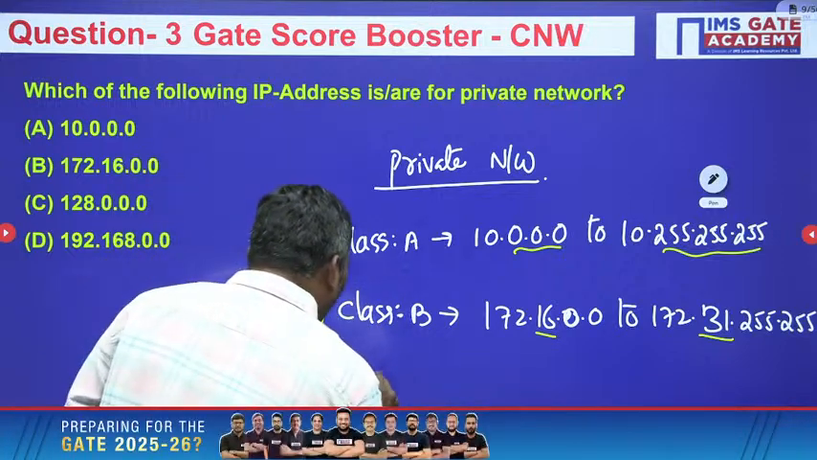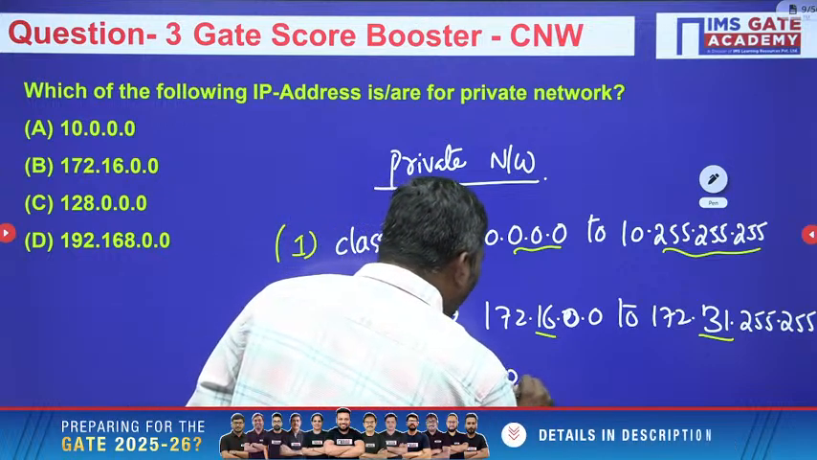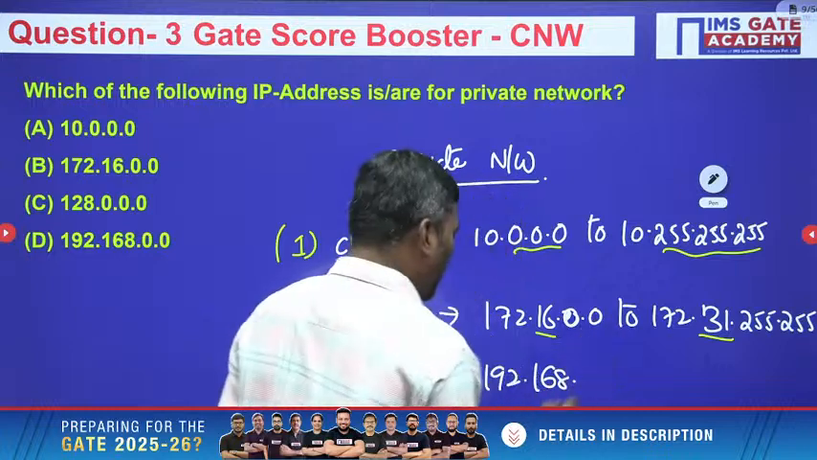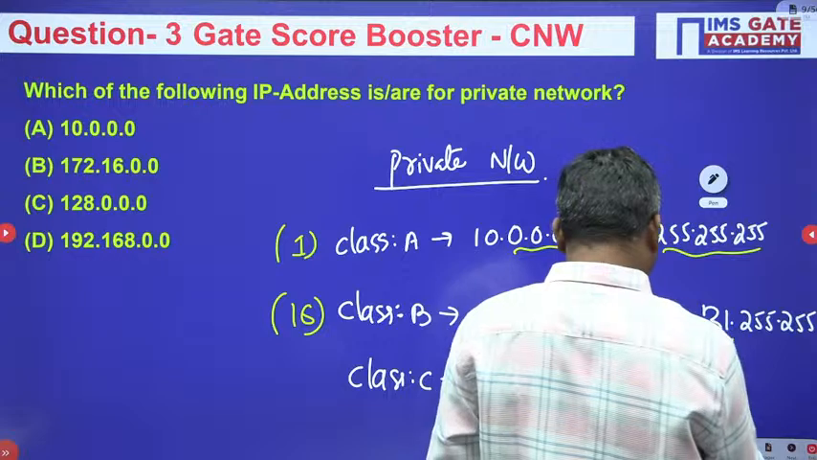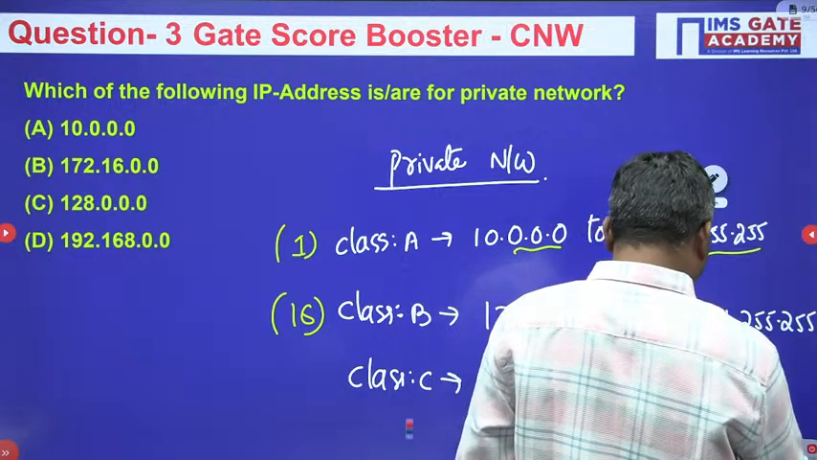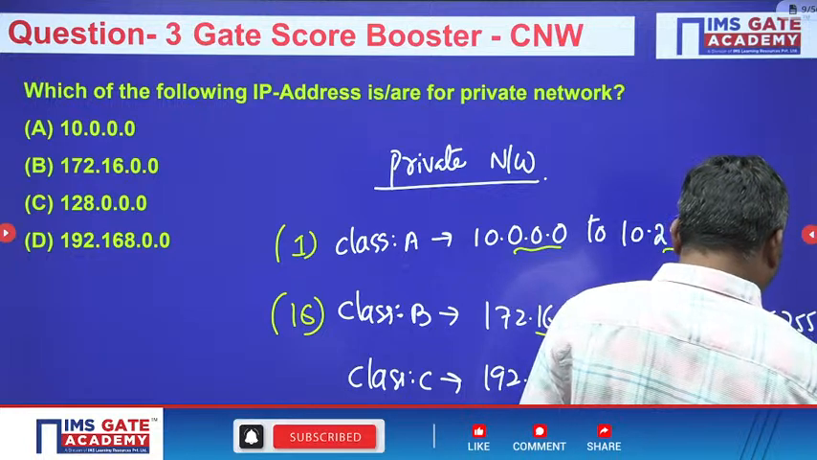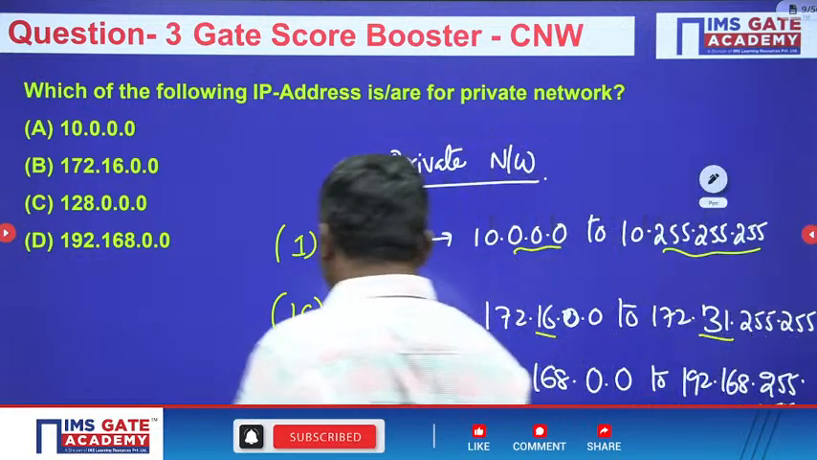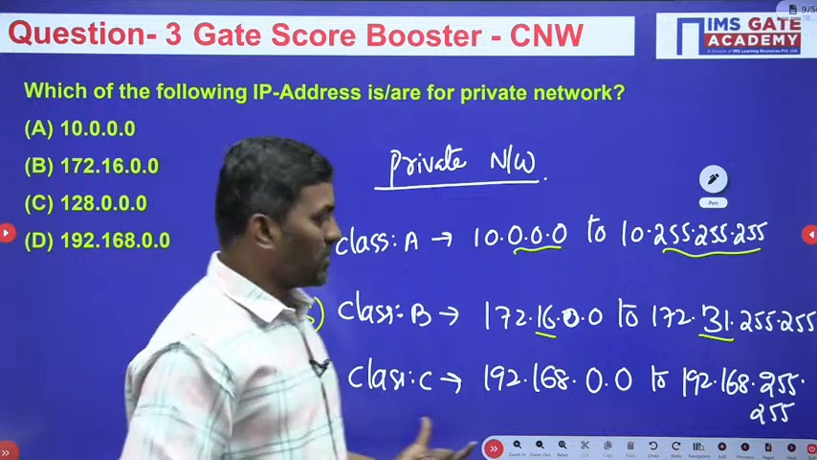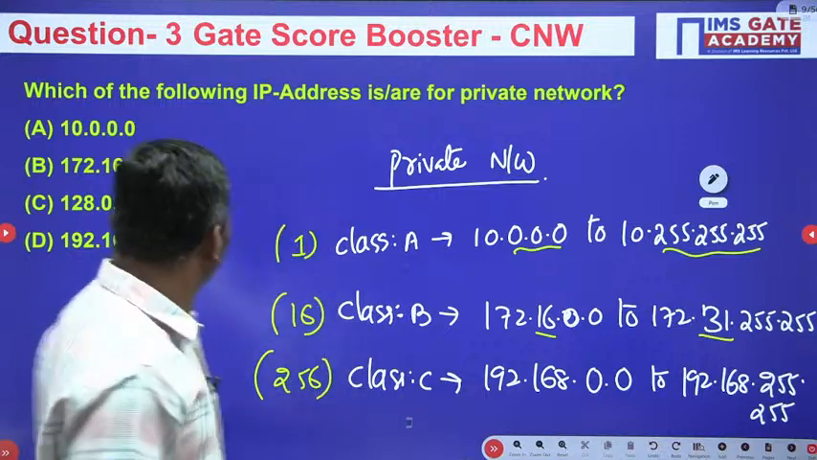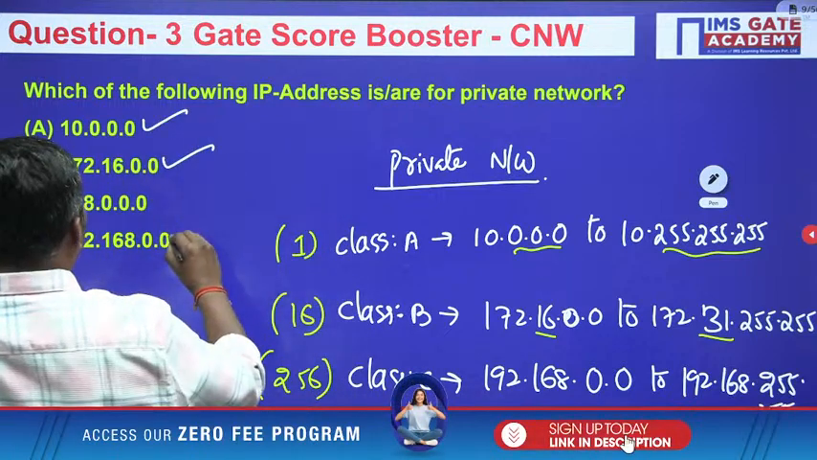From class C network, if you see, class C, understand, 192.168.0.0 to 192.168.255.255. Okay, so here 256 IP addresses are present from class C. This is a range, you can use it. So therefore, option A is B as well as D.